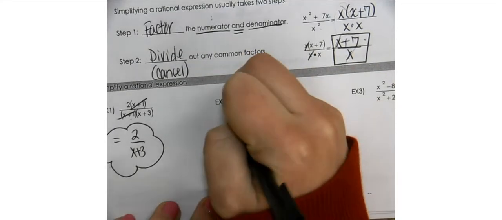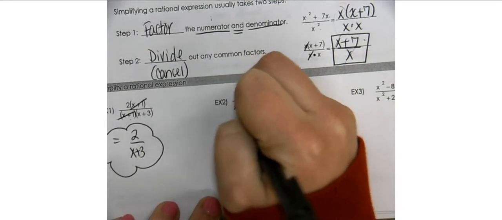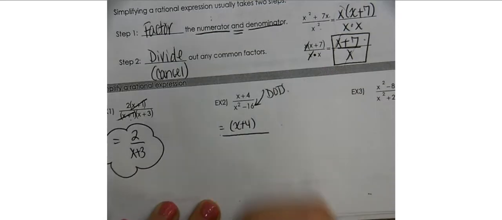So I'm going to rewrite this as an x plus 4. You can put it in parentheses if you want, you don't have to. And I'm going to split this into an x and an x. The square root of x squared is x and x, and the square root of 16 is 4 and 4. And because there's a minus sign, we'll have a plus and a minus.